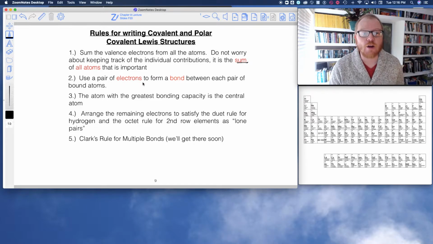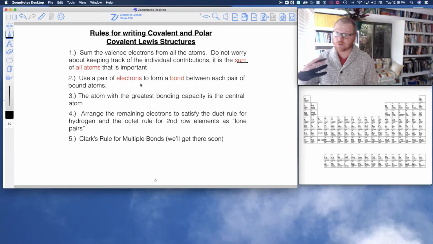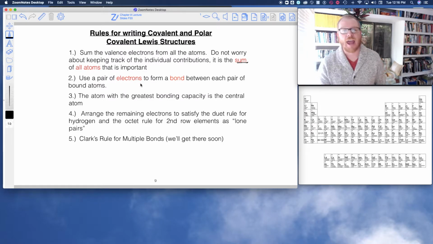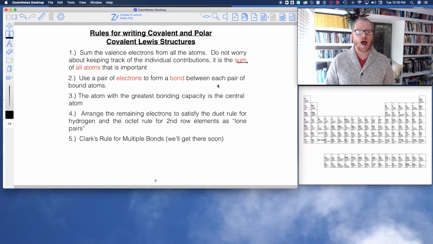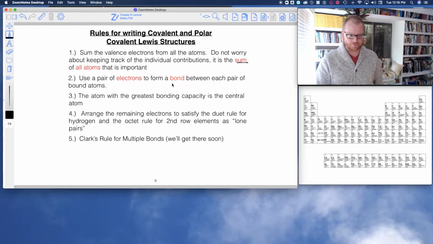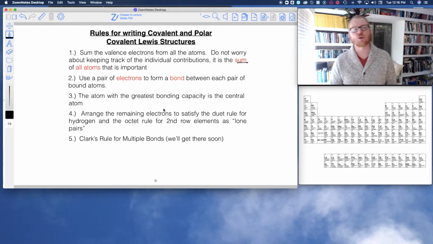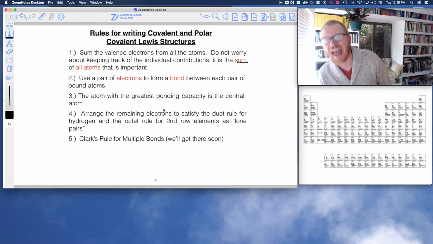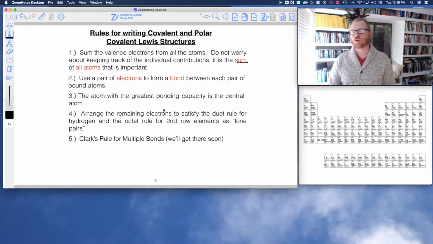So then we use a pair of electrons to form a bond between each pair of bound atoms. And that pair of electrons we're going to use from our sum. So that sum that we come up with, we're going to distribute all those electrons around. Every time we want to make a bond, we have to use two of those electrons. The atom with the greatest bonding capacity is the central atom.